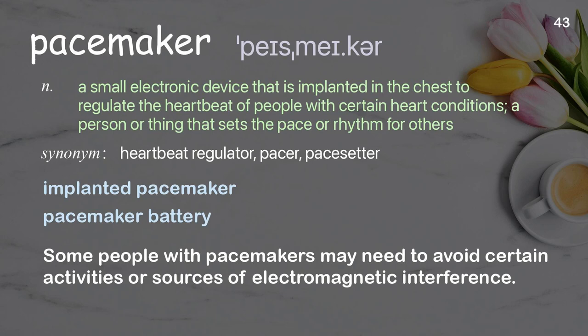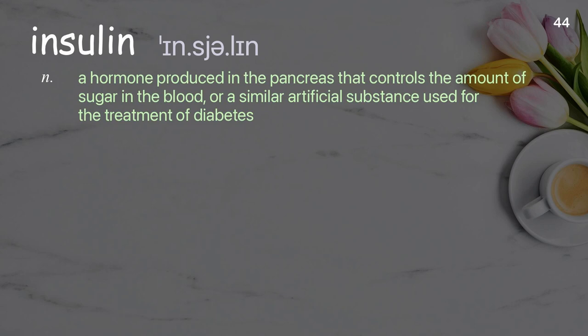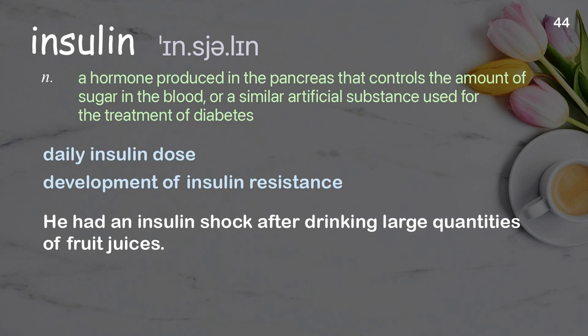Insulin. A hormone produced in the pancreas that controls the amount of sugar in the blood, or a similar artificial substance used for the treatment of diabetes. Examples: daily insulin dose, development of insulin resistance. He had an insulin shock after drinking large quantities of fruit juices.